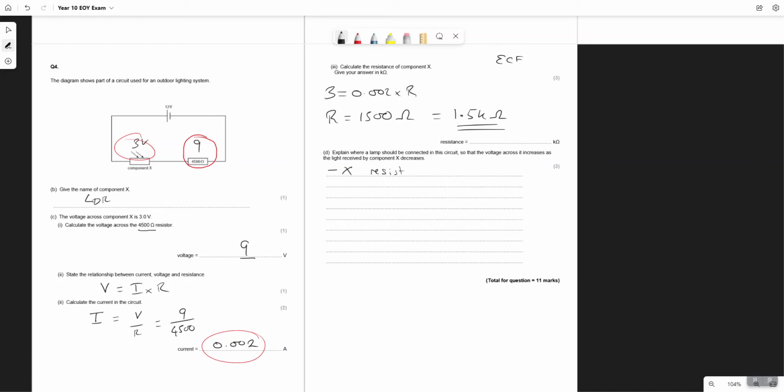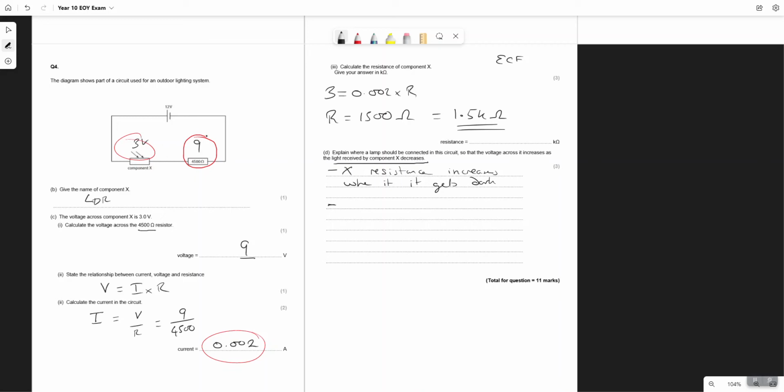resistance increases when it gets dark. So we know the light is going to go down, so therefore the resistance of X is going to go up. What's the second thing that we could therefore say? Well, think about what's going to happen to this in this circumstance.